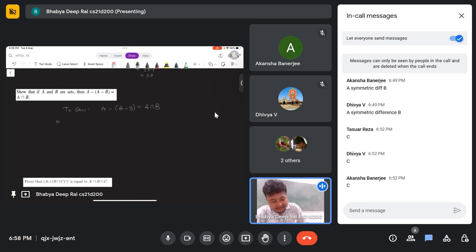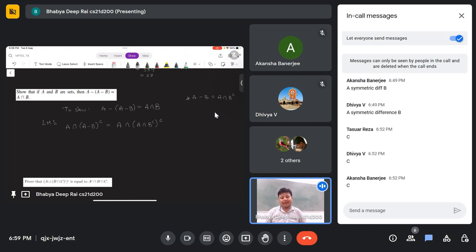So what is this? What is LHS equal to? Remember that A minus B is equal to A intersection B complement. We saw it before. Okay. LHS can be written as A intersection (A minus B) whole complement. Okay. Now let us use the same rule again, because there is a set minus here, which is nothing but A intersection (A intersection B complement) whole complement.